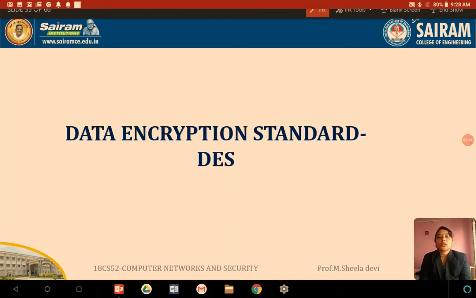Dear students, in this session we are going to see the symmetric cryptography examples, that is Data Encryption Standard. The other algorithm is AES. The first one is DES. What is DES? DES is nothing but Data Encryption Standard, which uses symmetric key cryptography.